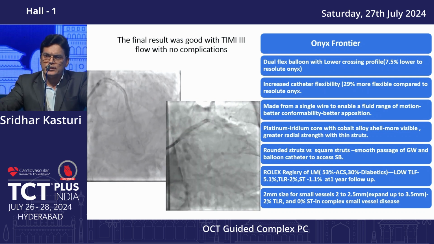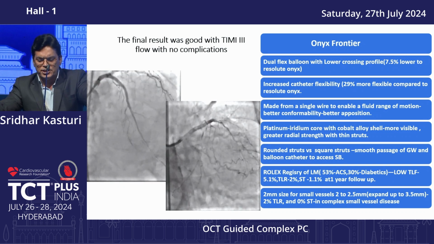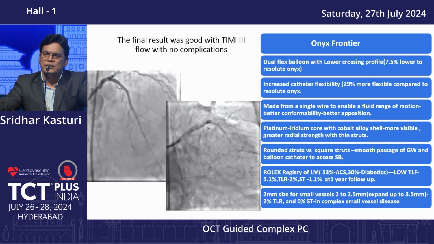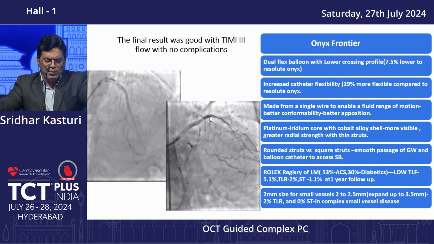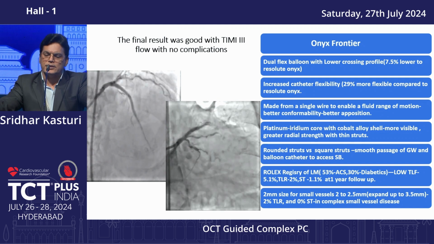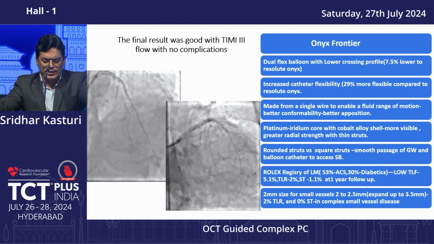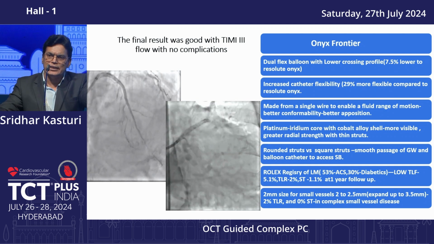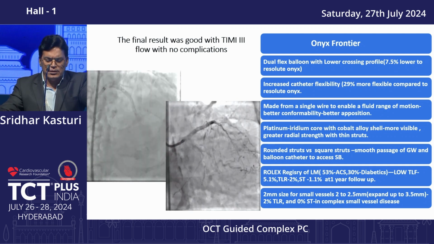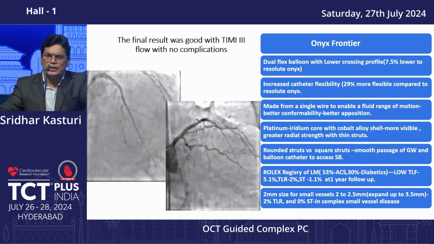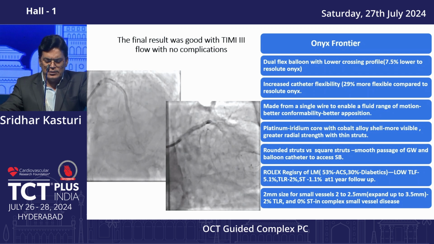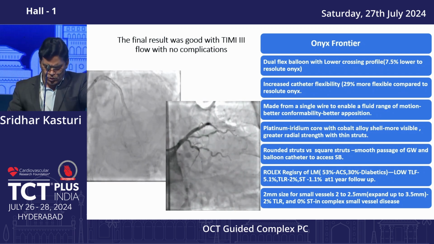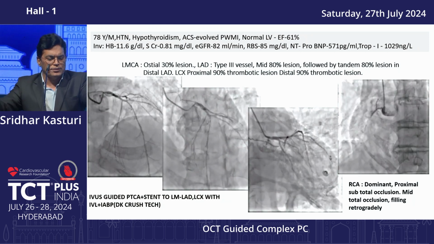It constituted almost 53% patients with ACS and 30% with diabetes, and low TLF was noted: that is 5.1%, TLR 2%, ST 1.1% at 1 year. So results are better even in diabetics with small vessel disease, because when a 2 mm stent was used for distal complex lesions, TLR was noted in only 2% of the patients, with 0% stent thrombosis.